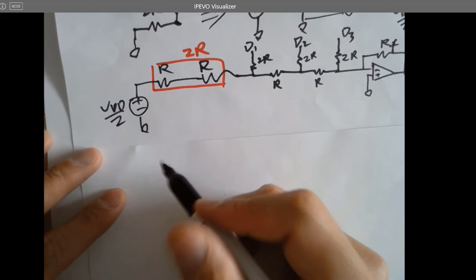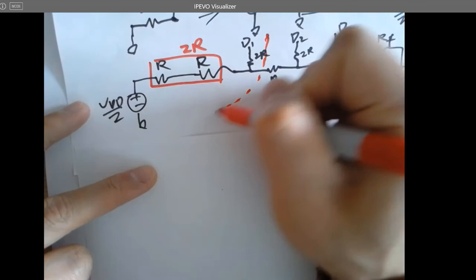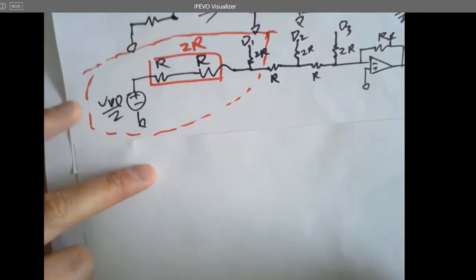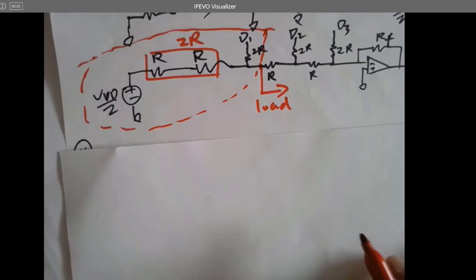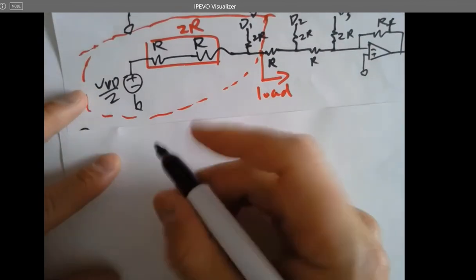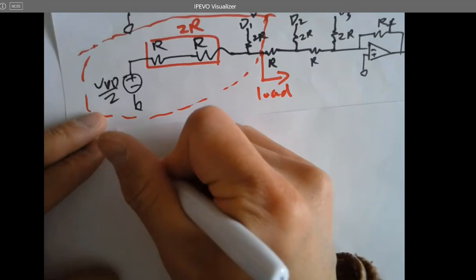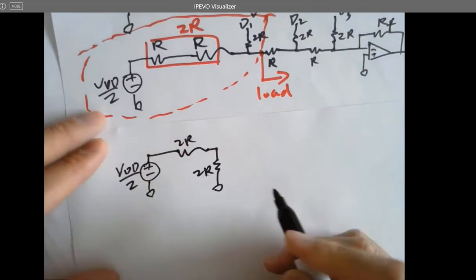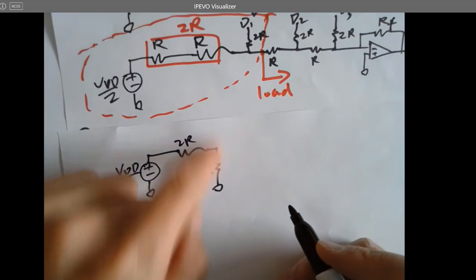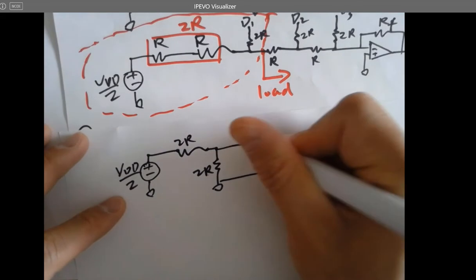If you just look at this part, and treat whatever is behind as a load, and do another Thevenin's equivalent circuit. So that's the original circuit. 2R, 2R, grounded, because this 2R is this 2R. It's grounded. This 2R is this 2R. And here's a load, whatever is in the black box.